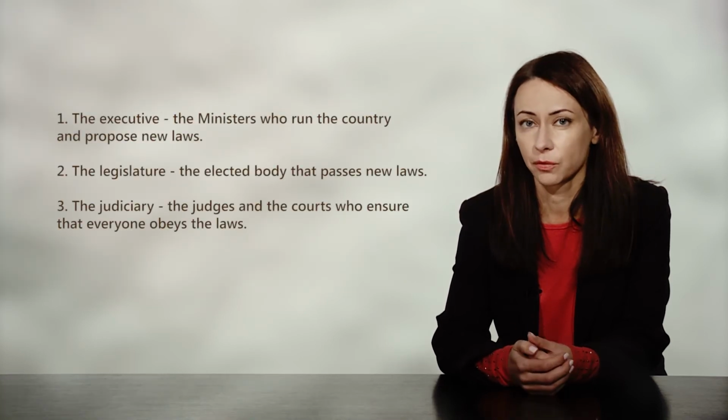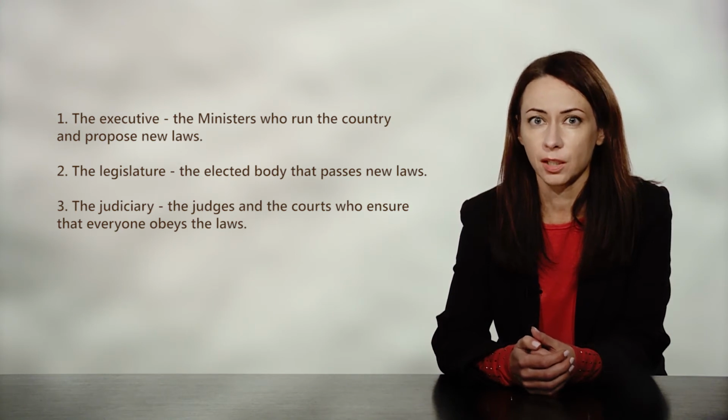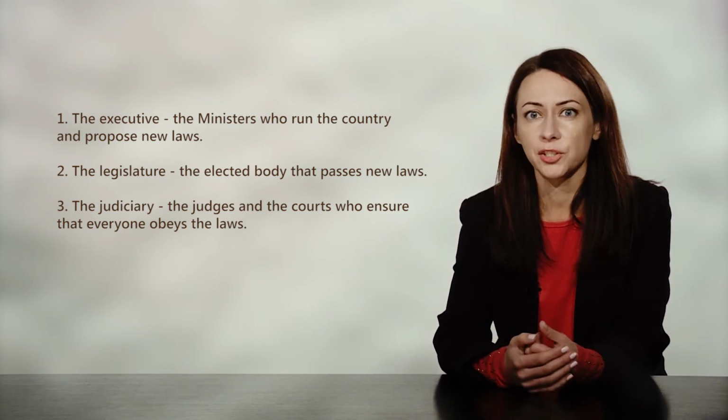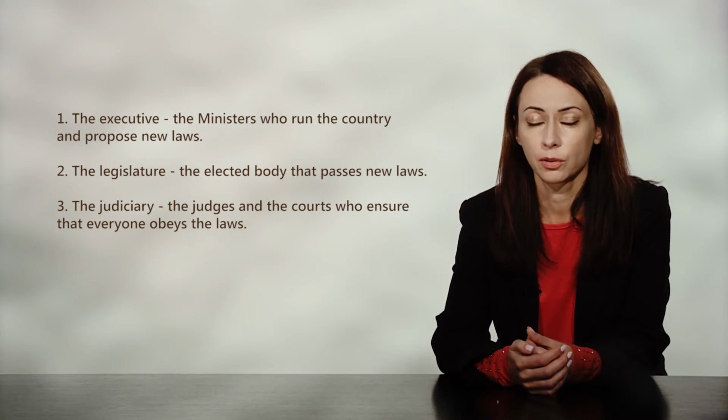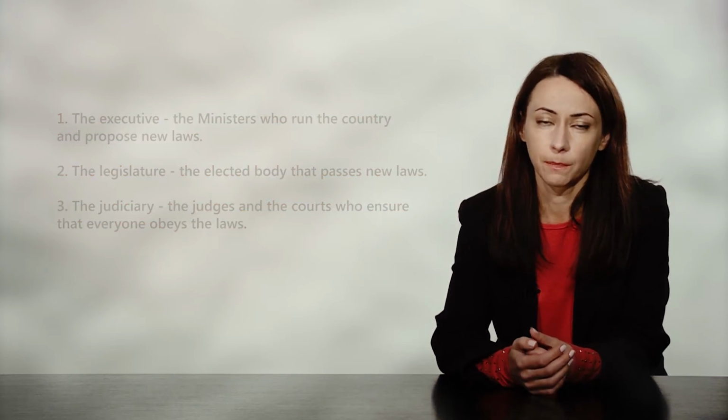Traditionally, the choice of monarch has been determined on the hereditary principle, which means that the oldest child of a monarch was the next in line to the throne. In classical political theory, there are three arms of the state. First, the executive, the ministers who run the country and propose new laws. Second, the legislature, the elected body that passes new laws. Third, the judiciary, the judges and the courts, who ensure that everyone obeys the law.